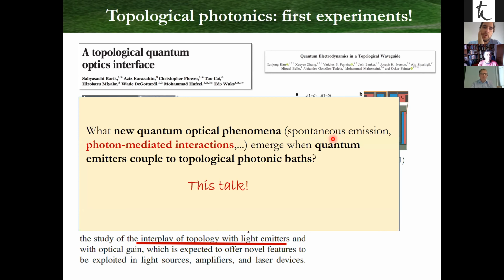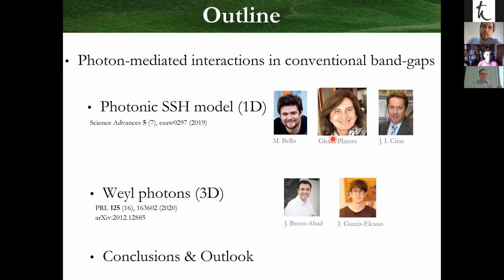So this is basically what this talk will be about: what kind of new quantum optical phenomena, and in particular what kind of new photon-mediated interactions, appear when you have these topological photonic bandgaps. In these topological photonic systems, you typically get photonic bandgap structures, so you have regions of energy where the photons cannot propagate. I will first explain what happens with conventional bandgaps, to then contrast with what happens in our topologically non-trivial systems.